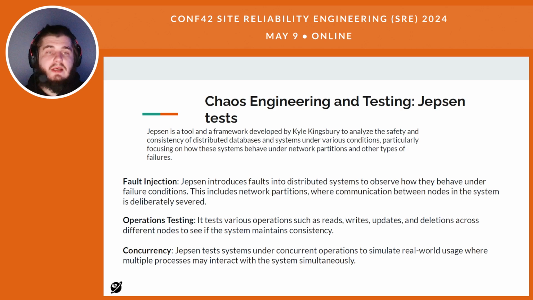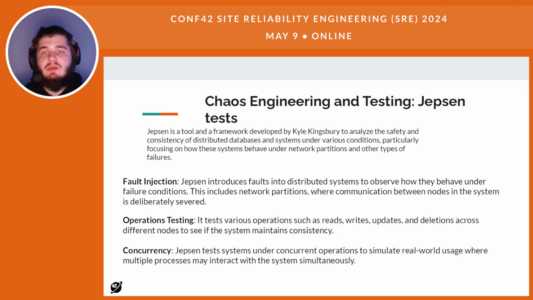Chaos engineering is also quite important for testing. One technique we can utilize to achieve safety of our system is Jepsen. It's a special tool and framework developed by Kyle Kingsbury to analyze the safety and consistency of distributed database stores and systems under various conditions, particularly focusing on how systems behave under network partitions and other types of failures.